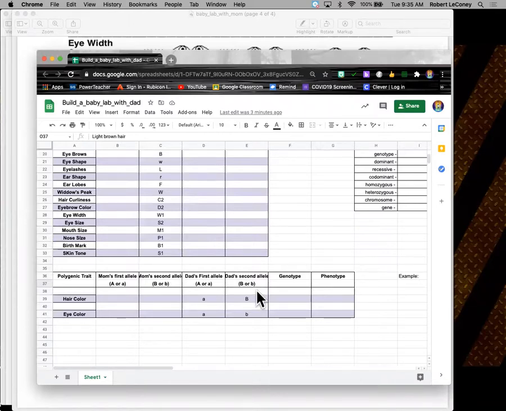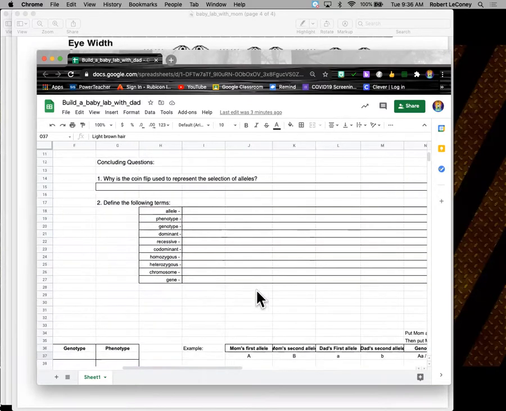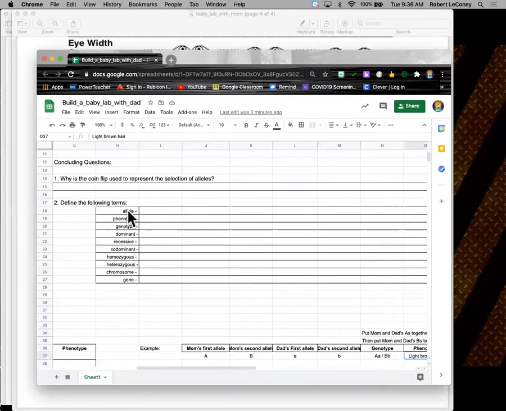When you are done and you draw your baby, you have some concluding questions. Why did we flip a coin? Why did I use a coin flip for heads for capital and tails for lowercase? What does that represent? And number 2, you are defining these terms. You should have these terms. They're in your notes or vocab.